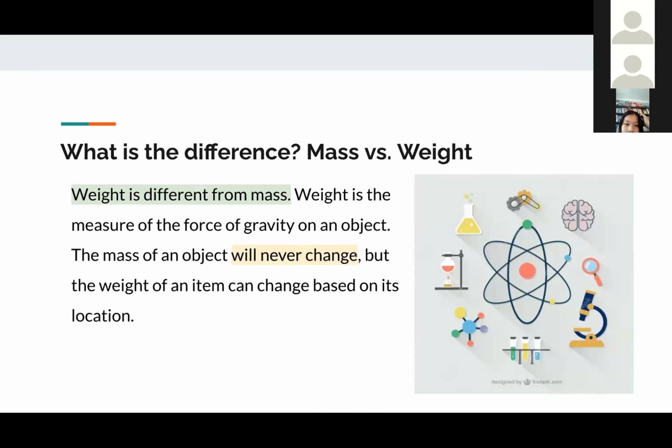So like I said earlier, a lot of times we use mass and weight interchangeably, but we can't do that in physics because they usually mean different things. So weight is a measure of the force of gravity on an object, and the mass of an object will never change, but the weight of an item can change based on its location. So when I said interchangeably, by the way, it means being able to substitute one word for another. Yeah, I'll just go to the next slide.